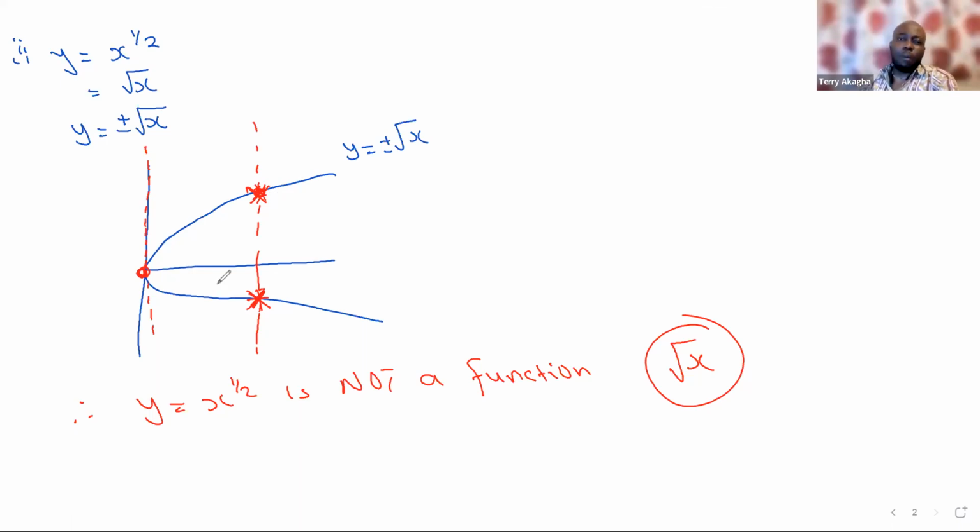So in the next video, we'll solve more examples. I'm going to bring more quadratic equations and see how we can tell if it's a function or not.